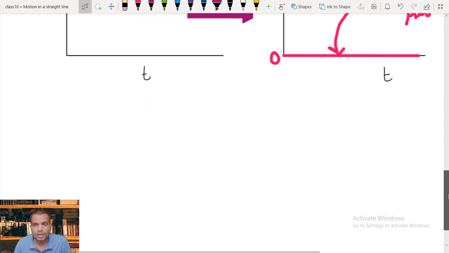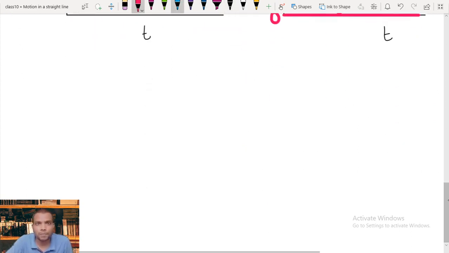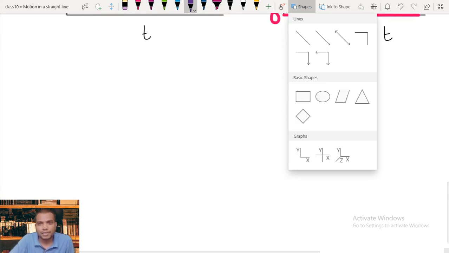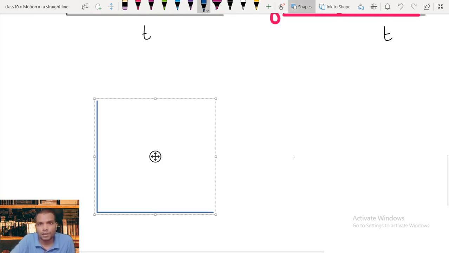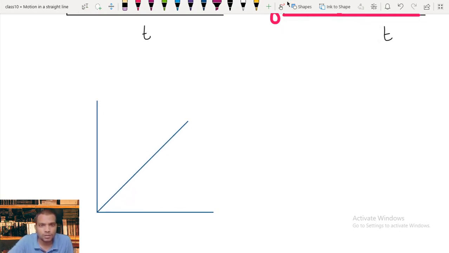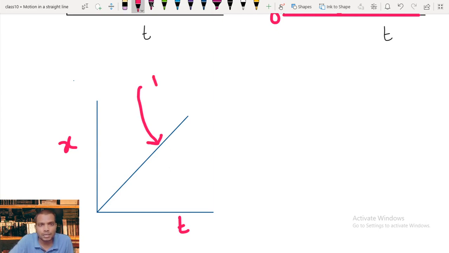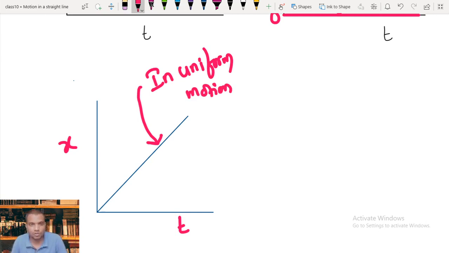Now let me take another variety of position time graph. The second variety of position time graph, suppose this is the coordinate axis, a line which is passing through the origin. Suppose I draw a line which is passing through this origin. Now this represents position x and this is time. So this line represents the object is in uniform motion.